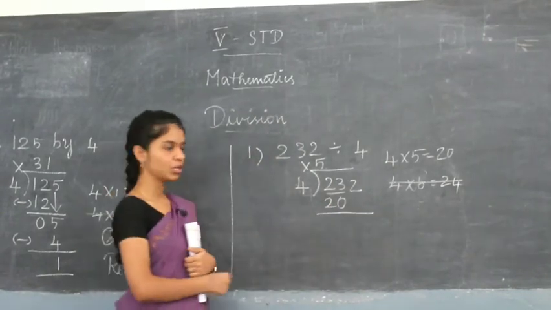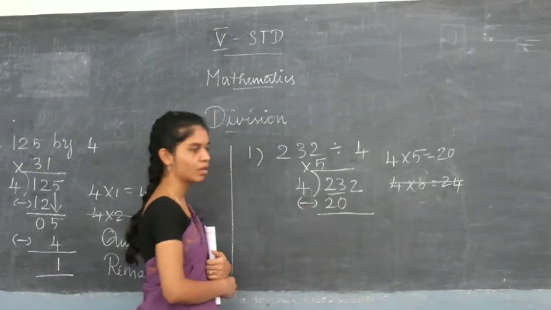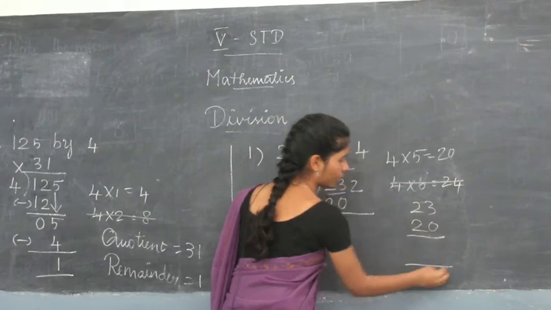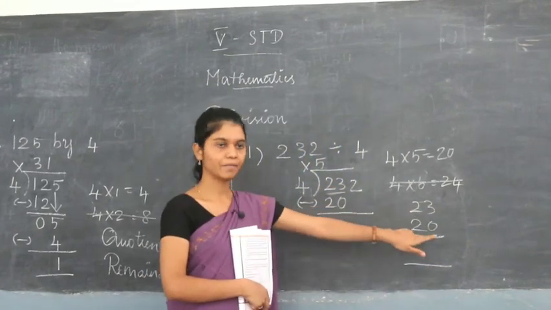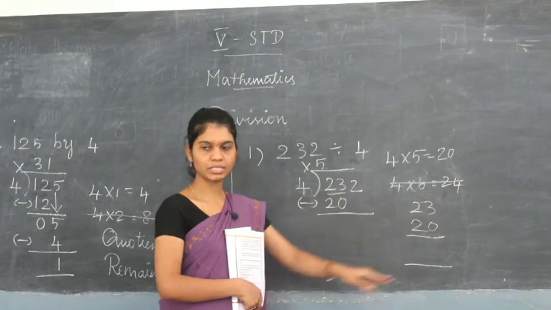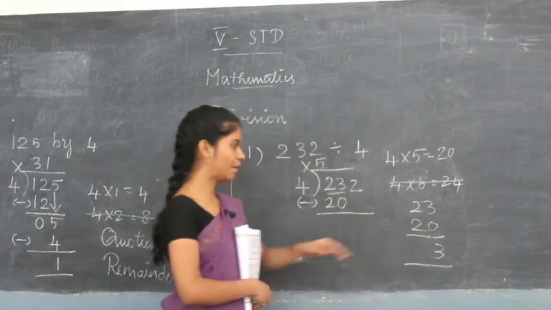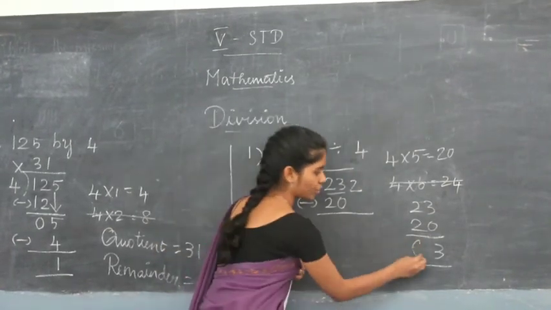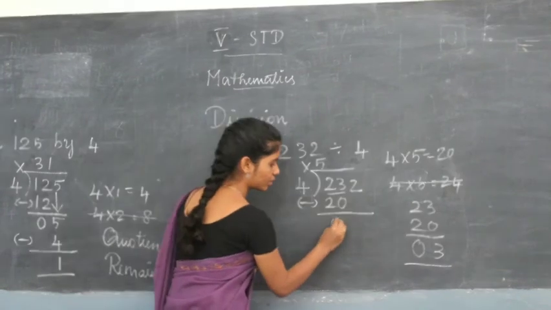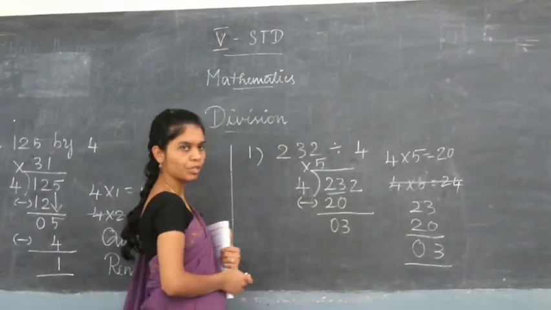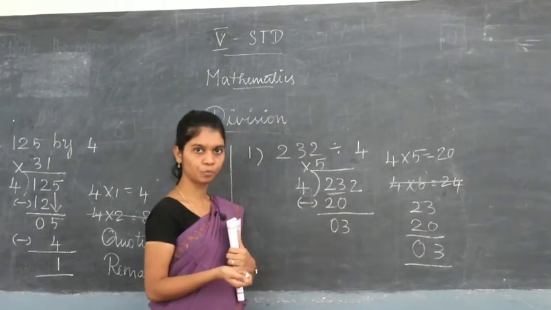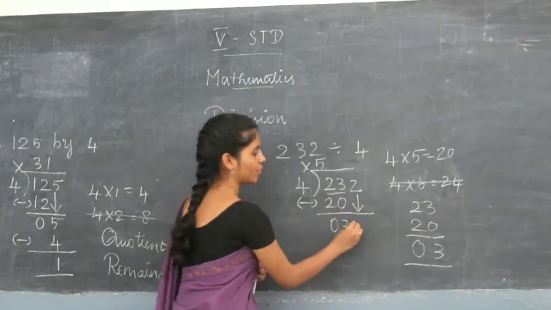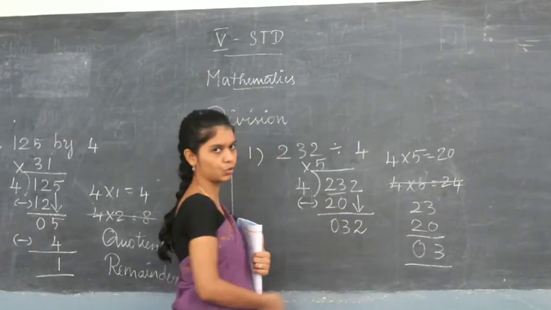Now what you should do? You should subtract them. So when you subtract 20 from 23, what you should do? 3 here you have and here you have 0. 3 minus 0 is 3. And here you have 2 and here you have 2. 2 minus 2 is 0. So you will get the answer as 0 and 3. Now you know 3 is smaller than 4. What you should do? You should bring the next number down, which is 2. When you bring 2 down here, you will get 32.